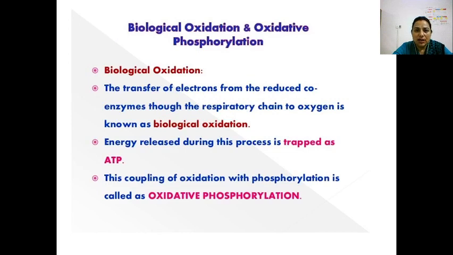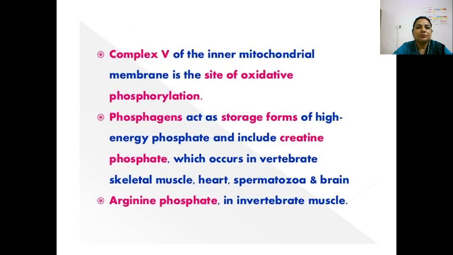Biological oxidation and oxidative phosphorylation. The transfer of electrons from the reduced coenzymes through the respiratory chain to oxygen is known as biological oxidation, and the release of energy during this process is trapped as ATP. This coupling of oxidation and phosphorylation is known as oxidative phosphorylation. Complex 5 of the inner mitochondrial membrane is the site of oxidative phosphorylation.